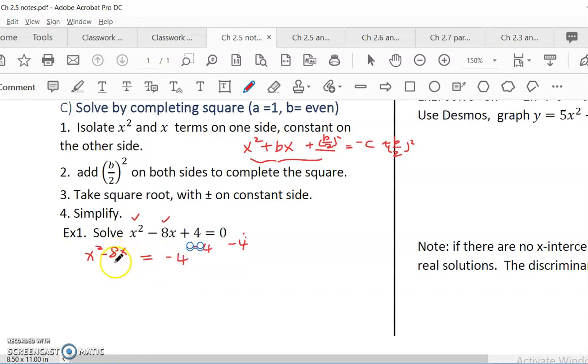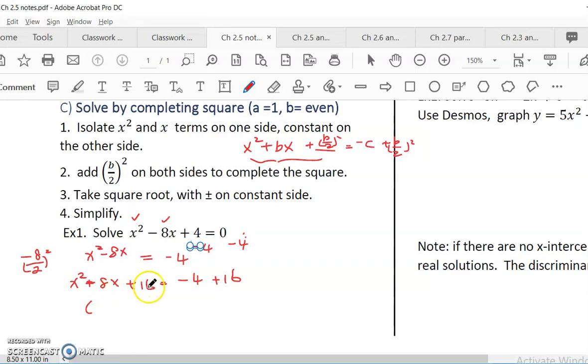So I need to add something to make this side a square. The number that we'll add is negative 8 divided by 2, and then squared. Negative 8 divided by 2 is negative 4. It is an even number, so you can always divide it. After that, you square it, and it's a positive number, 16. So x squared minus 8x, I don't change it, it's a minus, plus 16, and then negative 4 also plus 16. You have to add on both sides so that the equation stays the same.